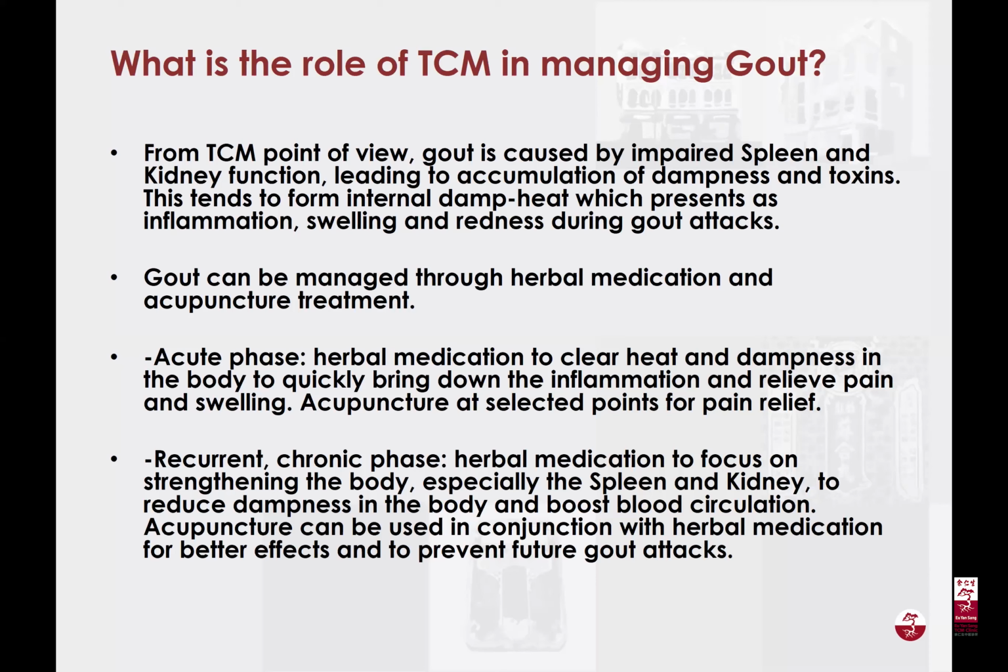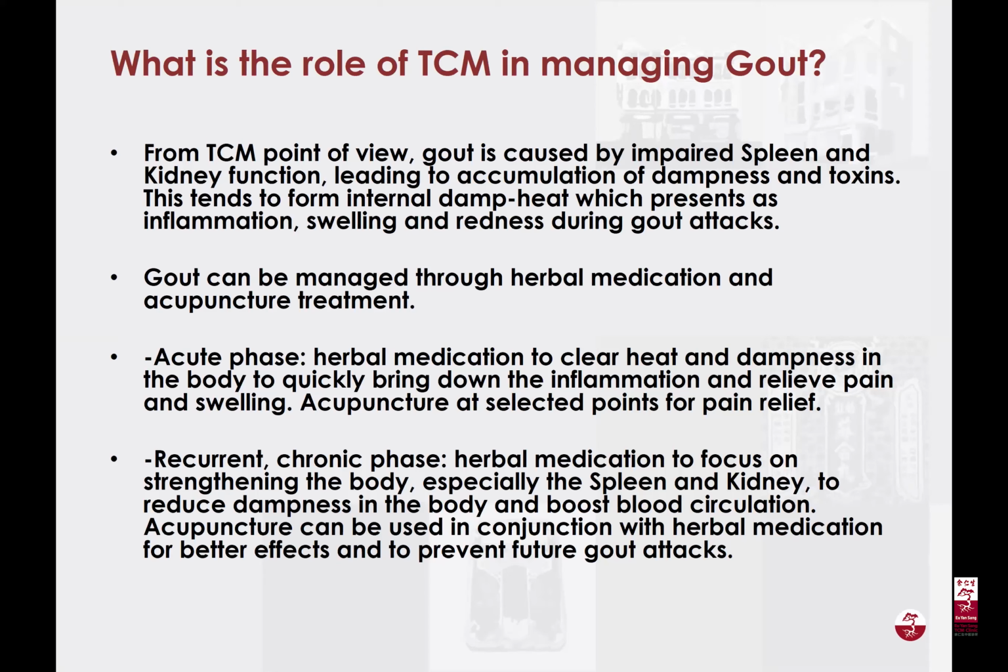So how do we treat gout? Usually the two main methods are herbal medication as well as acupuncture treatment. So during the acute phase, where the joint is very swollen, very red, very painful, we really want to quickly bring down the inflammation and relieve the pain. So acupuncture can be focused on some of the points surrounding the very inflamed joint, as well as some of the points on other parts of the body that can help to clear the heat and dampness. So this should help to achieve the effect of pain relief.